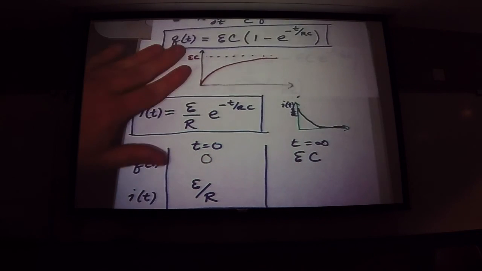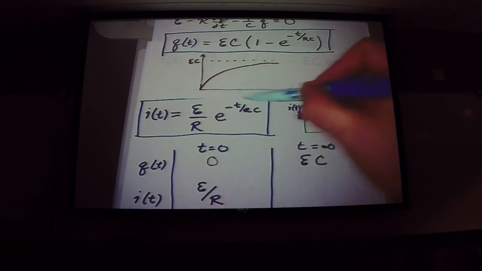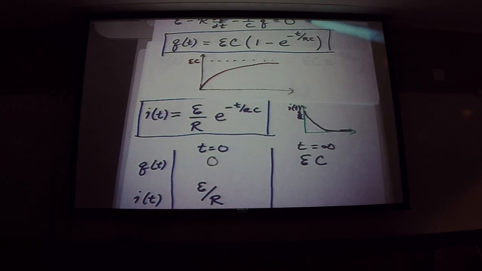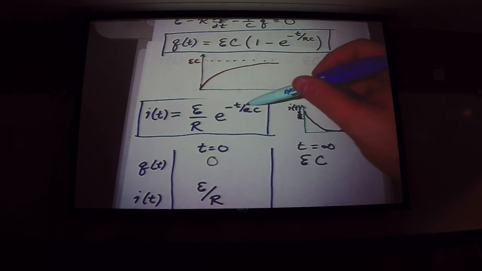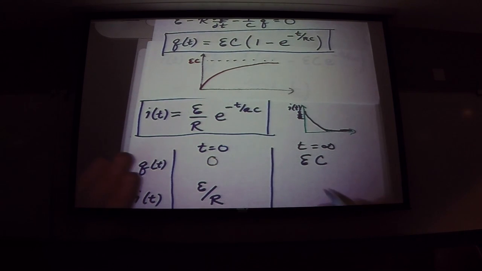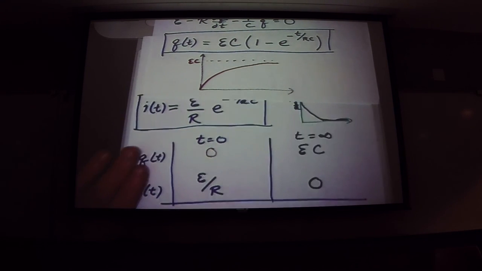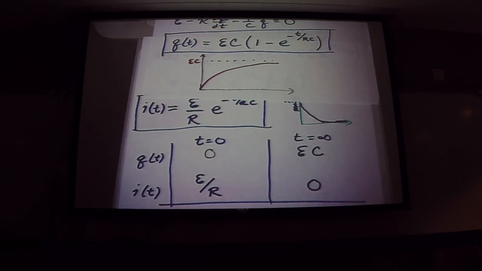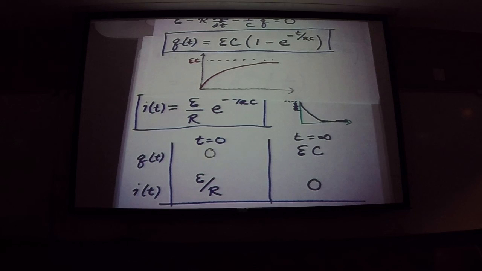Now take a look at the current. Put t equals infinity in here. Infinity over RC is infinity. e to the minus infinity is 0. 0 times E over R is 0. The current goes to 0. So these are the limiting cases of your capacitor.